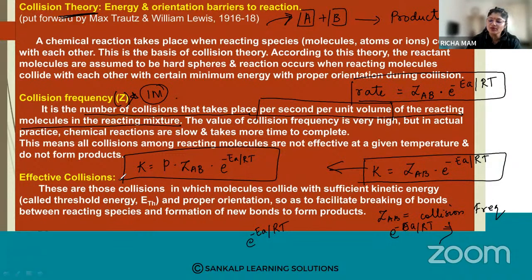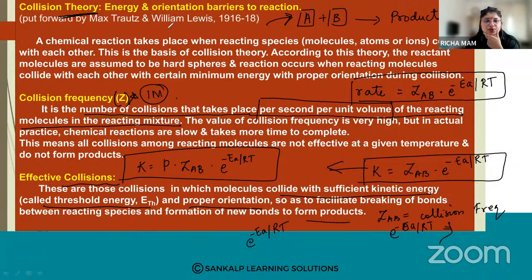So what is this effective collision? The collisions in which the molecules collide with sufficient kinetic energy and proper orientation to form the products is called the effective collision. So for collision theory, there are 3 points. First, the reacting molecules act as hard spheres and the reaction proceeds when they collide with each other.